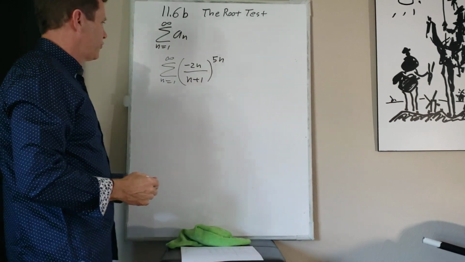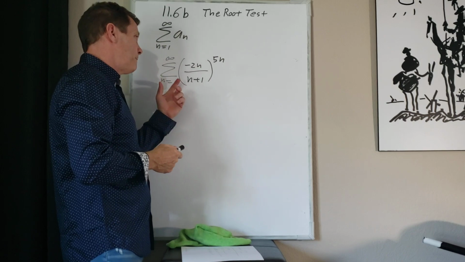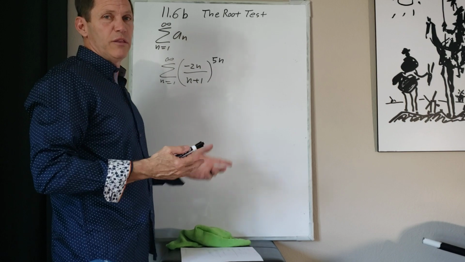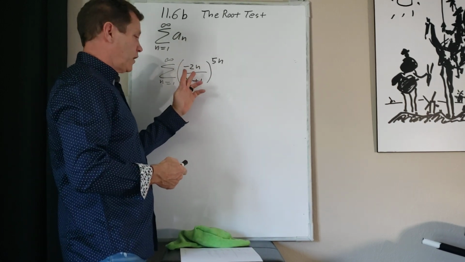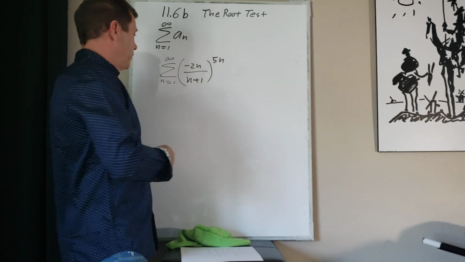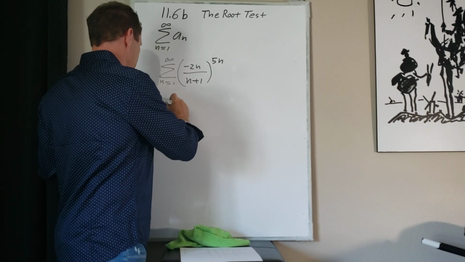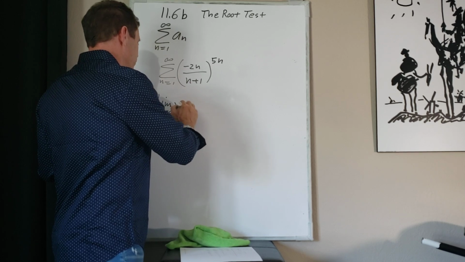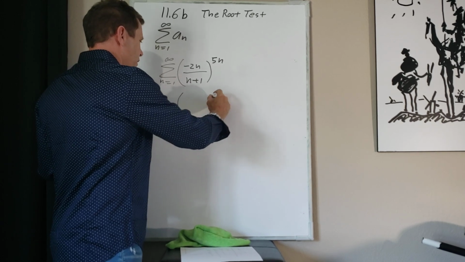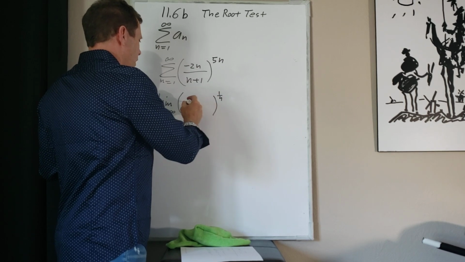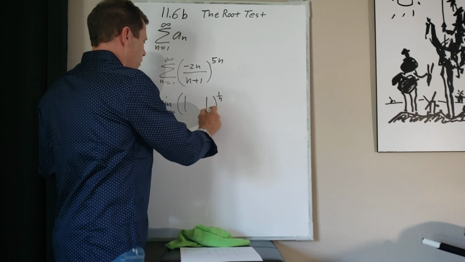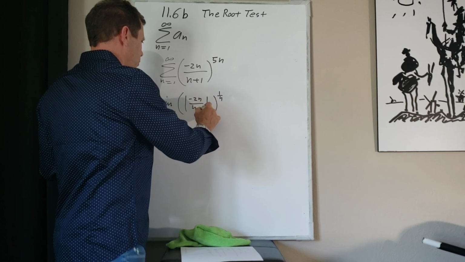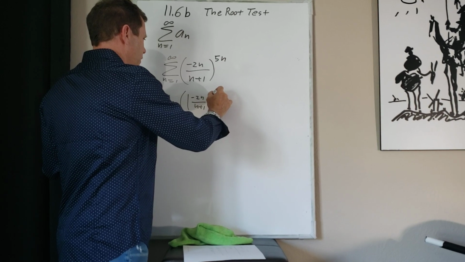Okay, where's this guy going to go? I don't know, but I see it's raised to an n power, so I'm thinking the root test. It's got this negative in it. Is that going to cause problems? No, because I'm going to drop absolute values on it. So I'm going to look at the limit as n goes to infinity of the nth root of the absolute value of minus 2n over n plus 1 to the 5n power.